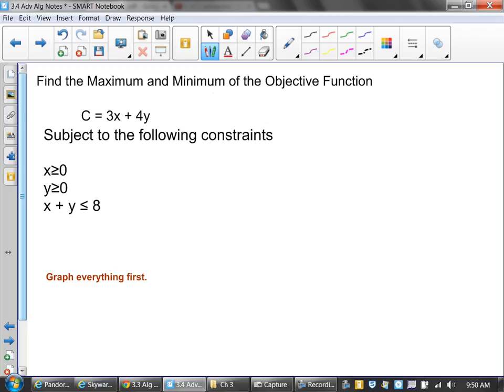Every problem's a little bit different. In this case, you have three constraints. X is greater than or equal to 0, y is greater than or equal to 0, and x plus y is less than or equal to 8. So, like I said before, you always start by graphing everything first. Once again, in this case here, it's a nice and easy first quadrant problem. Do you agree? Yeah. I know it's going to be a first quadrant problem because x is greater than or equal to 0, y is greater than or equal to 0.